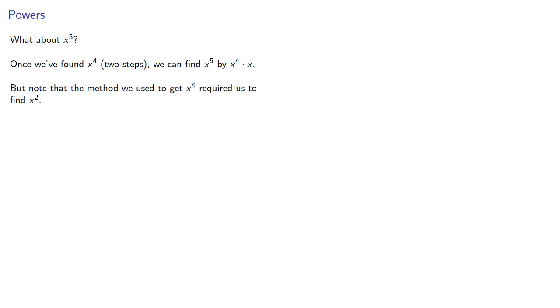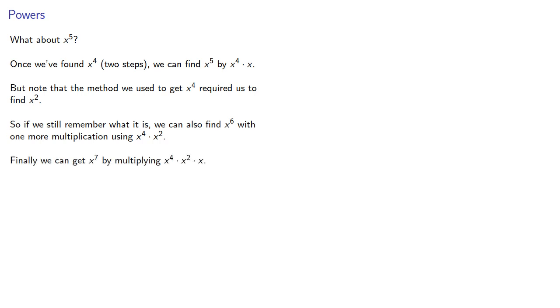What about x to the fifth? Once we've found x to the fourth, taking two steps, we can find x to the fifth by x to the fourth times x. But note that the method we used to get x to the fourth required us to find x squared. So if we still remember what that is, we can also find x to the sixth with one more multiplication. And finally, we can get x to the seventh by multiplying, which takes us two more multiplications.